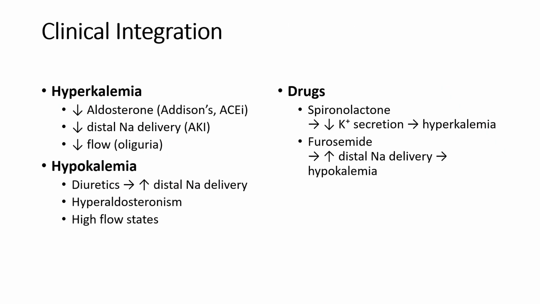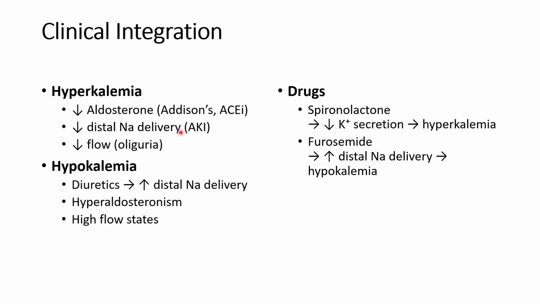So you have to clinically integrate this physiology. When will you see hyperkalemia? You will see hyperkalemia in the state where aldosterone is low. Either it can be due to a disease where the body is not able to synthesize aldosterone, that is Addison's disease, or it can be due to blockade of the RAS pathway, that is ACE inhibitors and ARBs. Then it can be due to decreased sodium delivery, that is AKI.